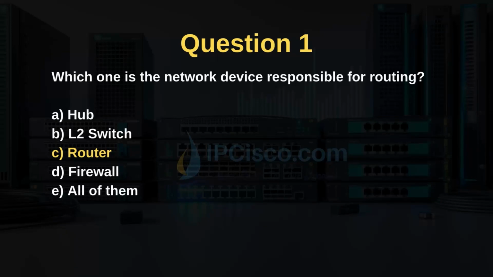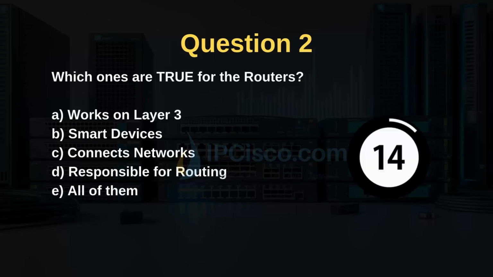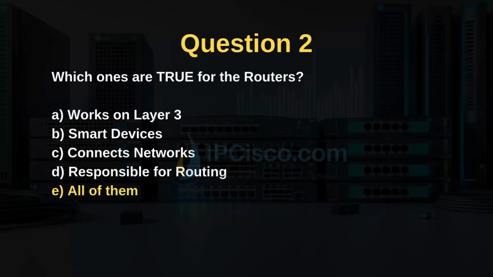The answer is C, router, responsible for routing in the network world. Which ones are true for routers? Works on layer 3, smart devices, connects networks, responsible for routing, all of them. The answer is all of them. All of these are true for routers.